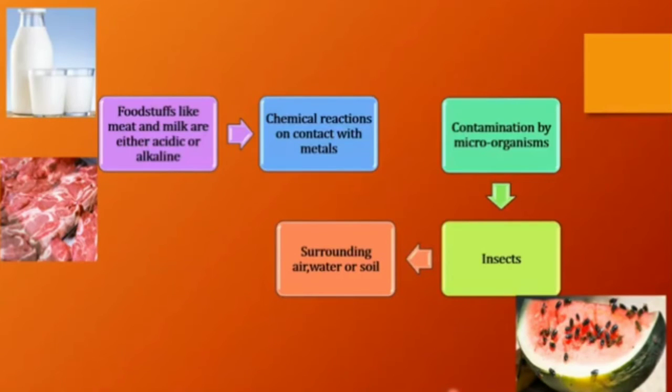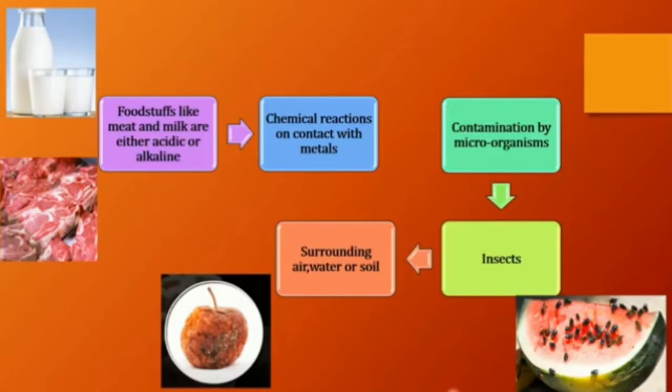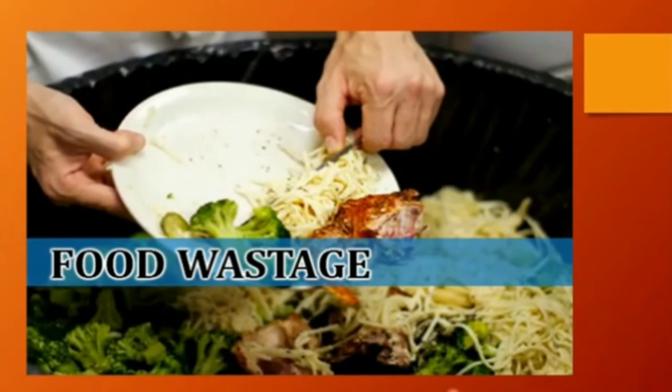Are you getting me, children? Good. So foodstuff gets spoiled either by chemical reaction or by contamination of microorganisms and insects, and also by the surroundings like air, water, and soil.